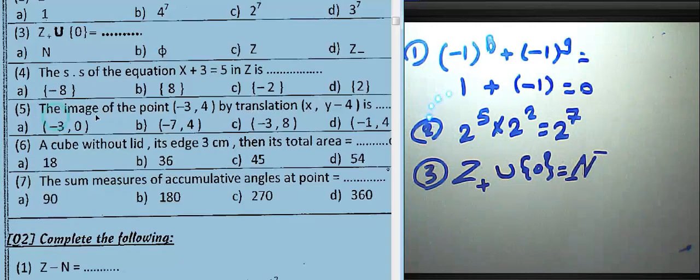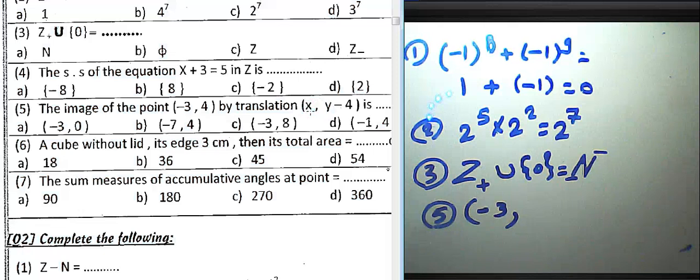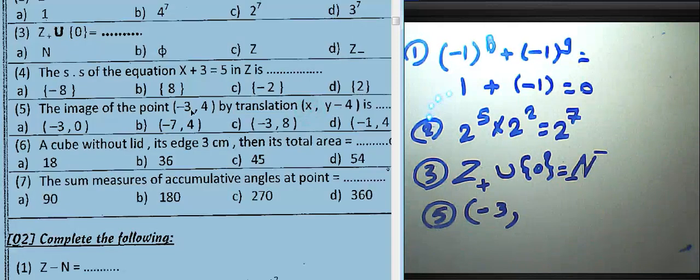Question 5: the image of the point negative 3 and 4 by the translation (x, y minus 4) is, look here, the sign of this number. We write negative 3 because we haven't changed the first projection. Negative 3 stays negative 3, but for the 4, y minus 4, 4 minus 4 equals 0. Then the ordered pair will be negative 3 and 0. Letter A.